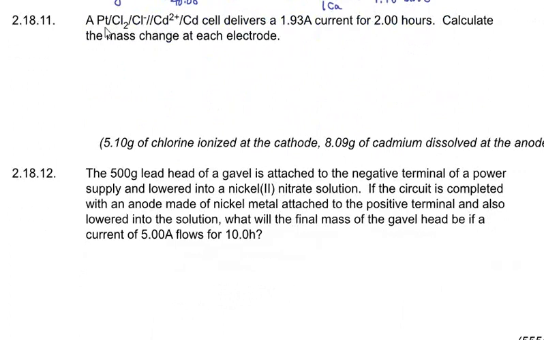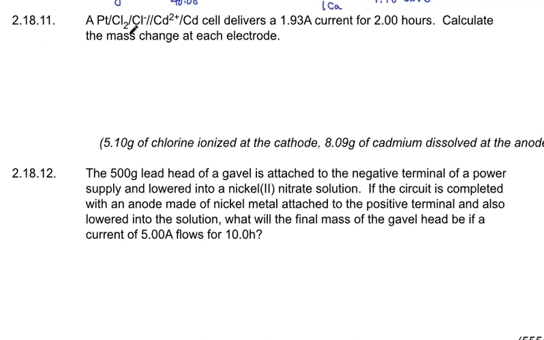Okay, we have a cell with a platinum electrode and chlorine forming on it. You have to use something like platinum or else the chlorine will eat holes in it. And on the other side we have cadmium, and it delivers current for 2 hours. Calculate the mass change at each electrode. Okay, so we have to do 2 bits of work here.